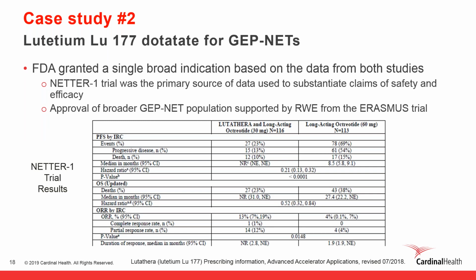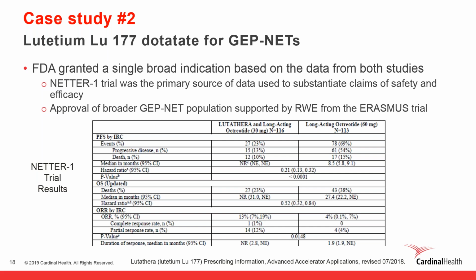Well, when it comes down to it, in the end, both of these data sets were considered in the indication for the approval of Lutathera. The primary source was the NETTER-1, and you can see the table showing the outcomes for those patients treated with Lutathera in the NETTER-1 trial. And then you can see also the control arm for the long-acting octreotide.